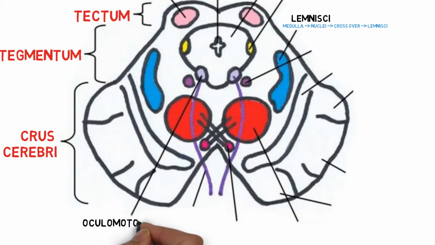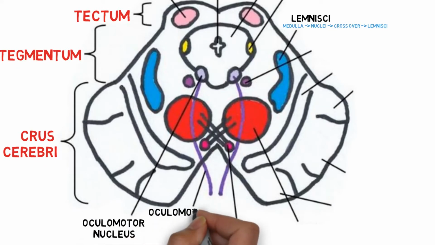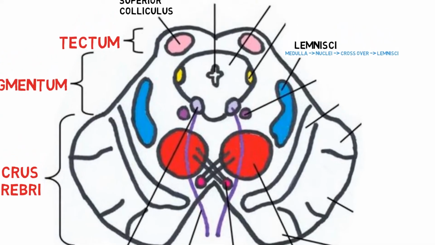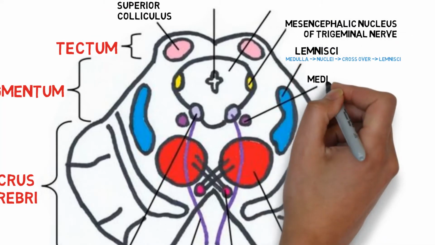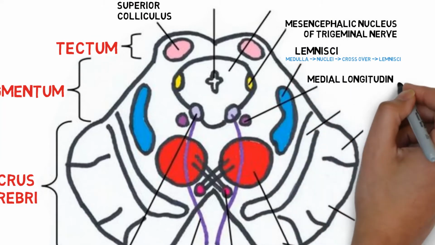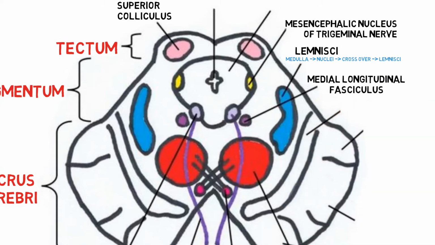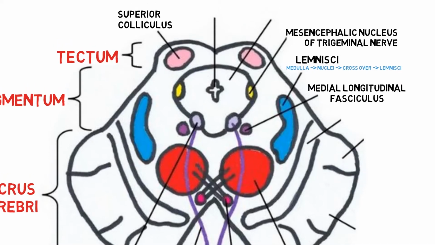The tegmentum also houses the nucleus for CN3, the oculomotor nerve, and CN5, the trigeminal nerve. The medial longitudinal fasciculus, which controls the direction the eye should move, integrates information from CN3, CN4, and CN6, so eye movement is coordinated among all the eye muscles.